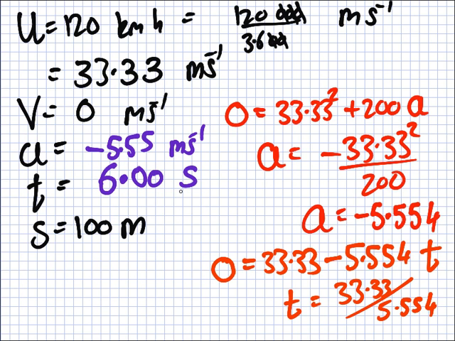Why is V 0? Because it's stopping. It's coming to rest. He puts his foot on the brakes and brings the car to rest. So it's 0 at the end.